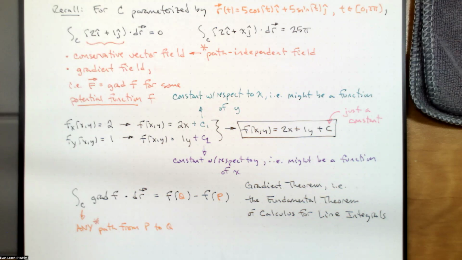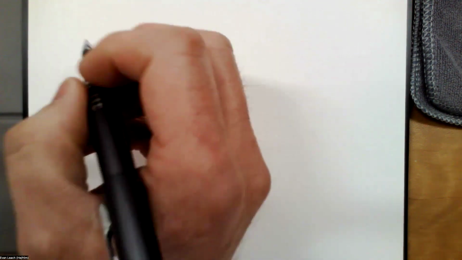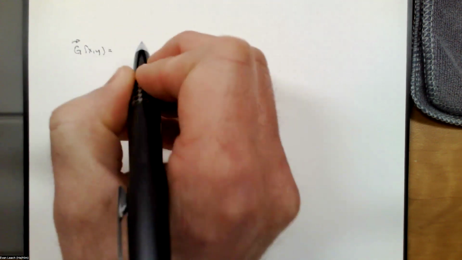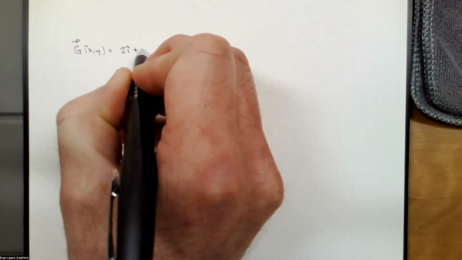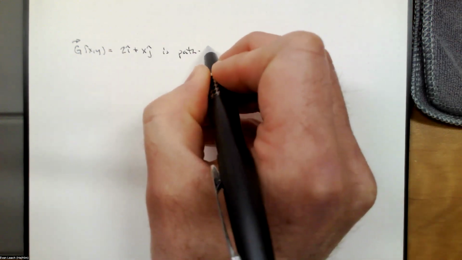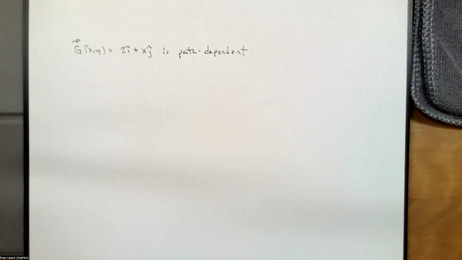So if we tried to find a potential function for 2i plus xj, we would not find one. So 2i plus xj is path dependent. I think I called it G yesterday. So 2i plus xj is path dependent. It is not a gradient field.